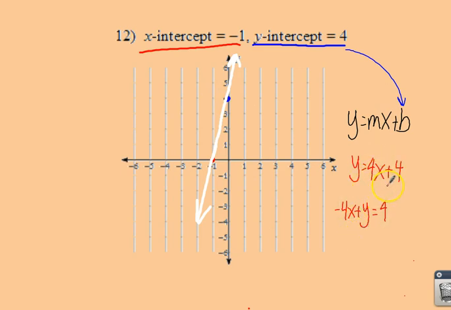In standard form, I would simply subtract the 4x to get both my variables on the same side of the problem. This is all the review you will need to pass and do well on this quiz. Go henceforth and do.